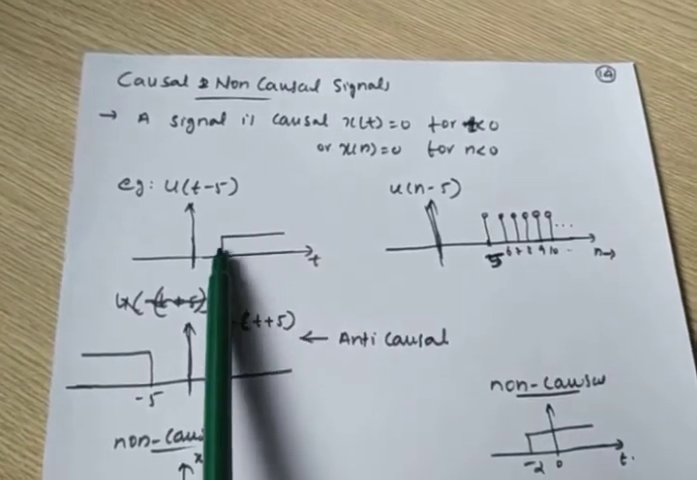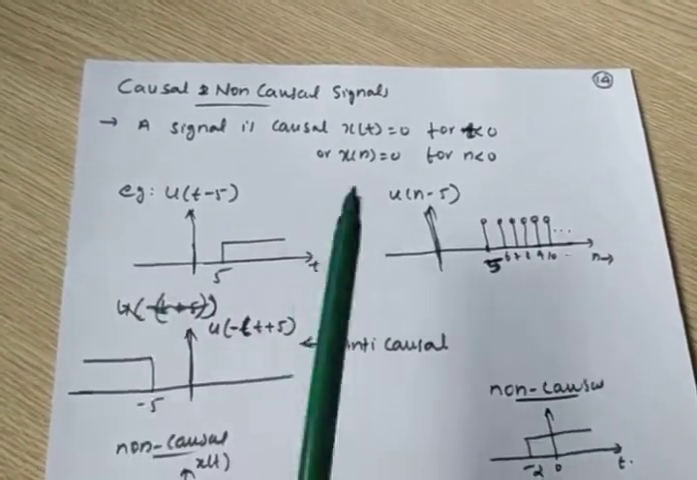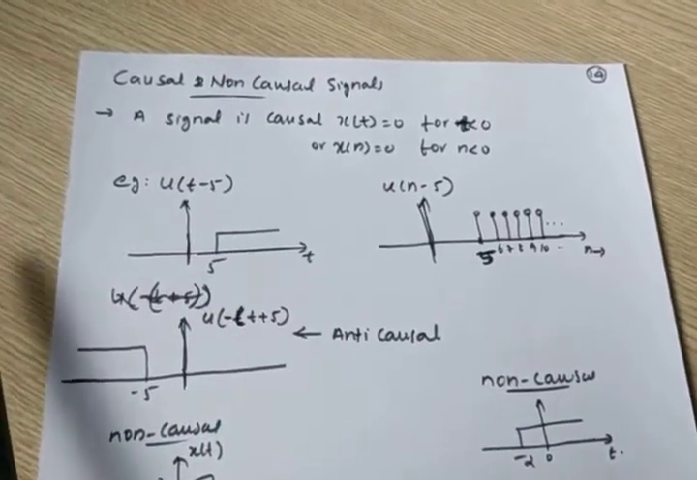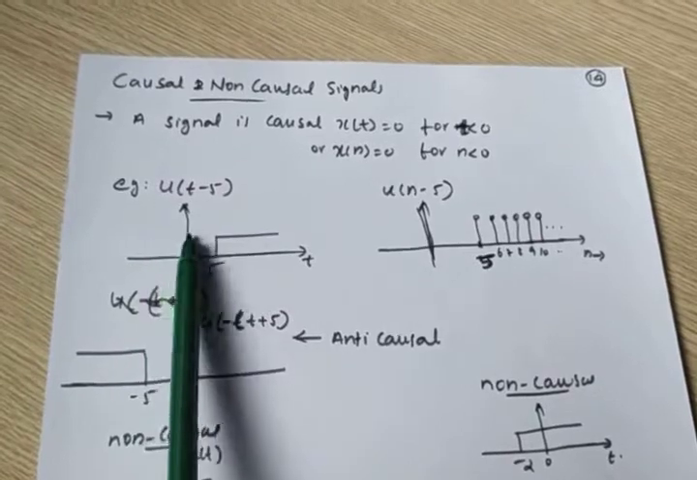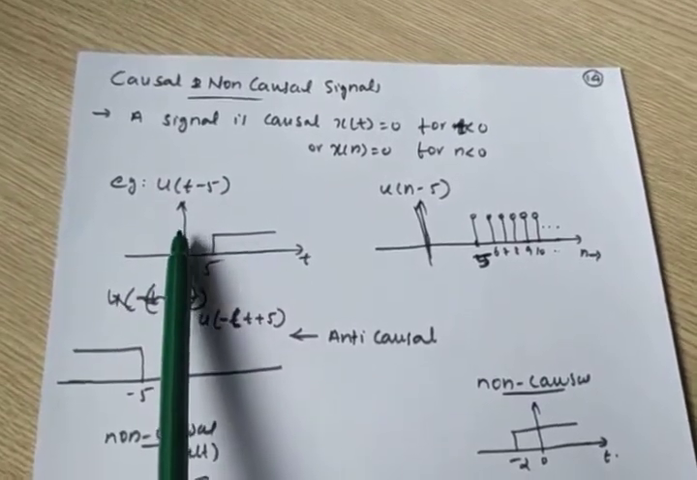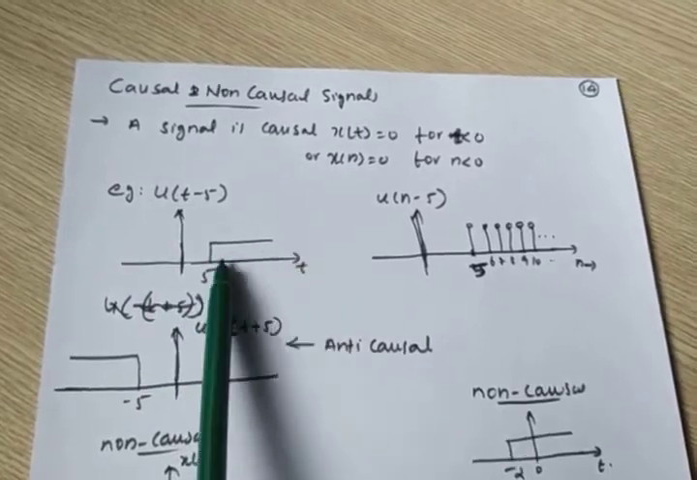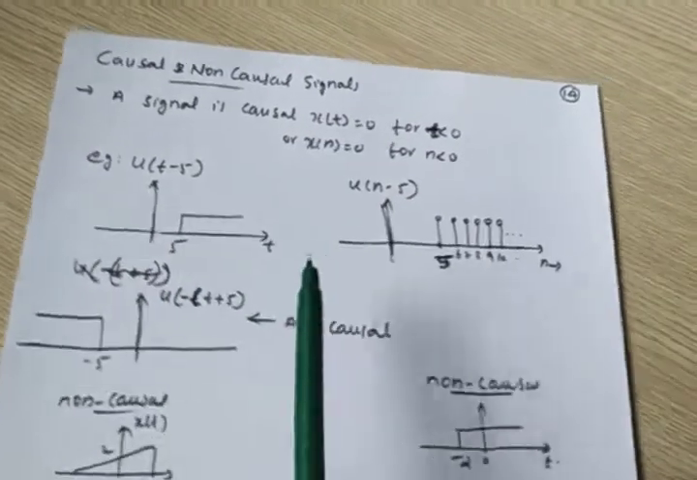Is the signal defined for less than 0? No, it is not defined for less than 0. It is defined for greater than 0 only. So x of t is 0 for t less than 0. It is a causal signal. That means u of t minus 5 is defined only for greater than 0. By looking at it you can understand.